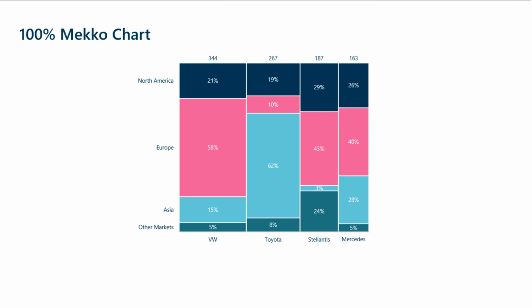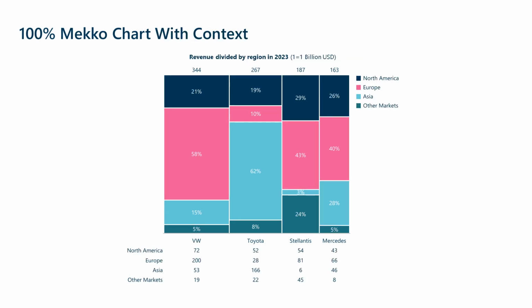Only by making the width variable, by adding the total revenue, can we truly compare the companies. Even though the percentages in the North American region between Volkswagen and Toyota are close, there's a big revenue difference: 72 and 52 billion respectively, represented by the measure of the width. If you add a description, legend, and a table, you can truly see how much insight you can gain from a single Mekko chart instead of using multiple charts.